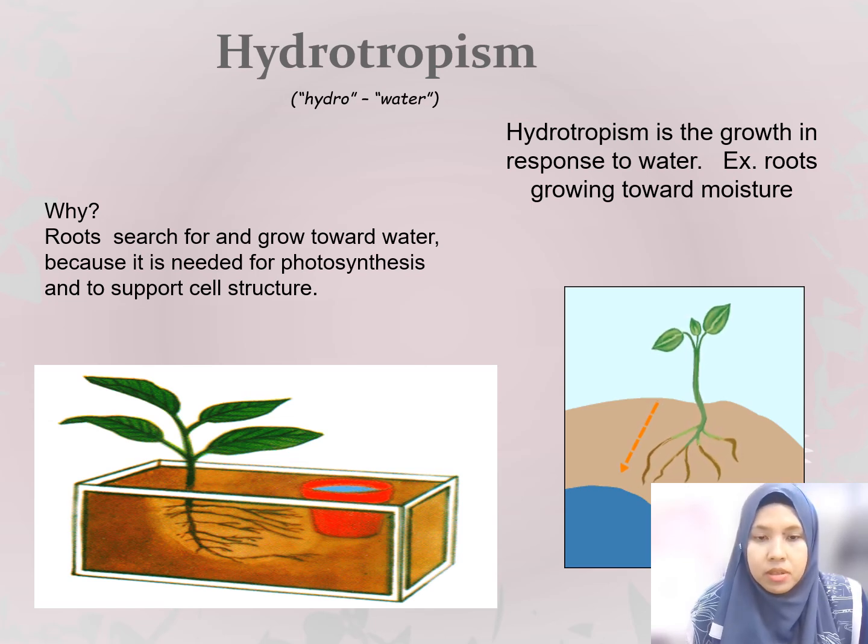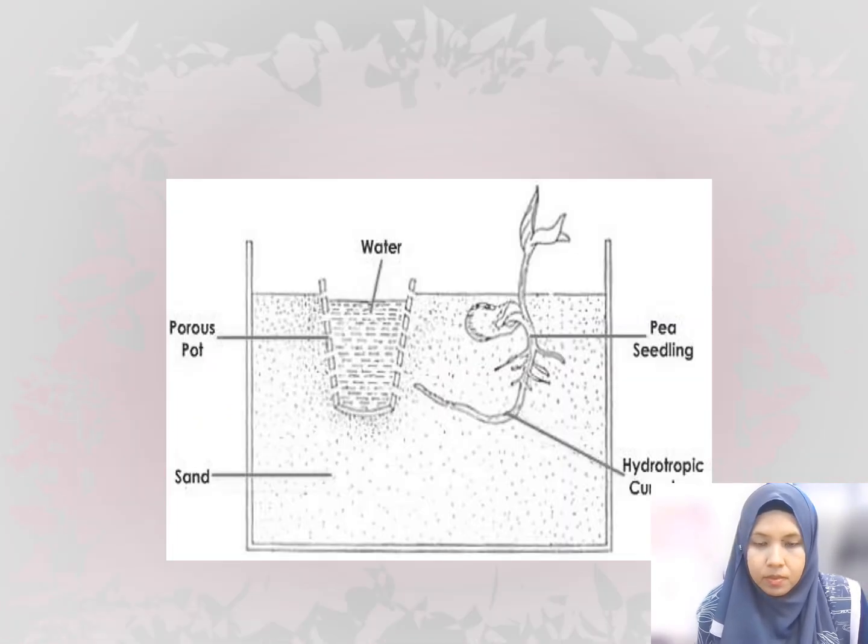The importance of hydrotropism is that the roots have to grow and search for water, because water is needed for photosynthesis. Here is another figure to show hydrotropism. In this box there is a pea seedling and also water, and we can see the roots going towards the water stimulus. So this is a positive hydrotropism.